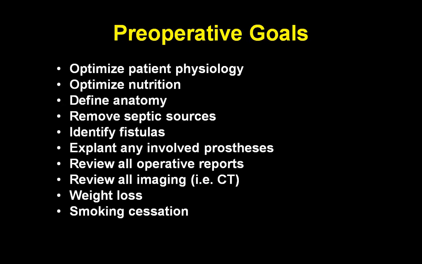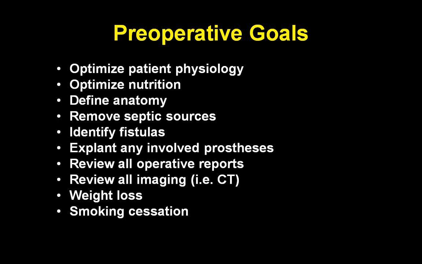Now, pre-operative goals. Every patient who is being taken up for surgery, you have to have certain goals as far as the pre-operative preparation is concerned. The patient should have optimized physiology. Nutrition should be adequate. You should define the anatomy and the weakness. If there is any septic source, try to remove it. Identify any intestinal fistula. If there are any prostheses or meshes placed earlier, they have to be removed.